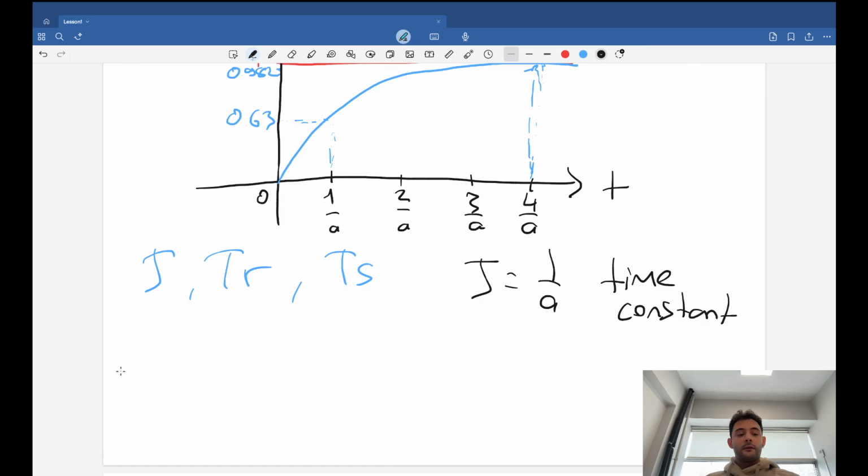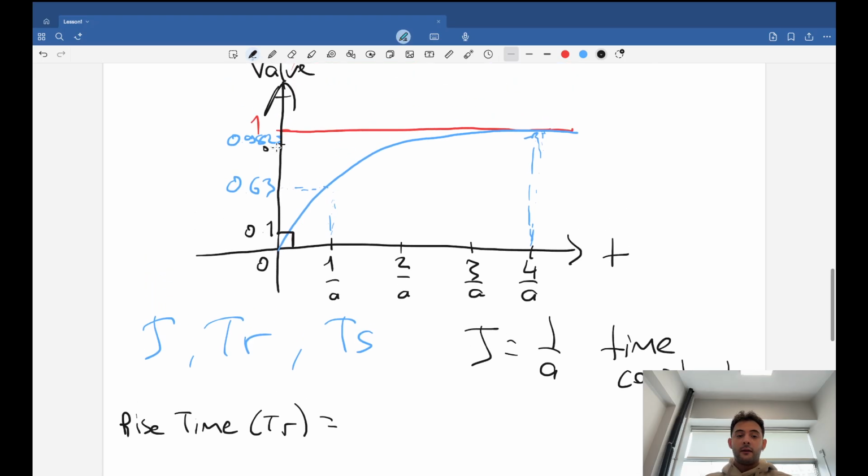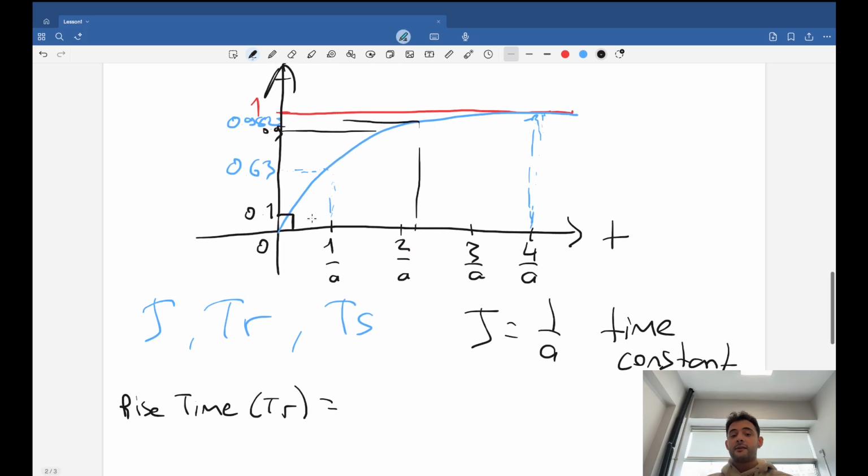And the rise time, the TR, means the interval in which my system goes from 0.1 to 0.9 of its final value, between 0.1 and 0.9. So it is roughly here. All right, I think here it is about 2.2, but I'm not sure. It is widely called 2.2 over a. This is my rise time.